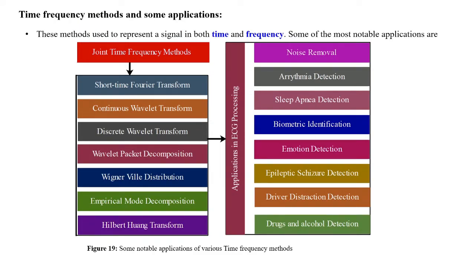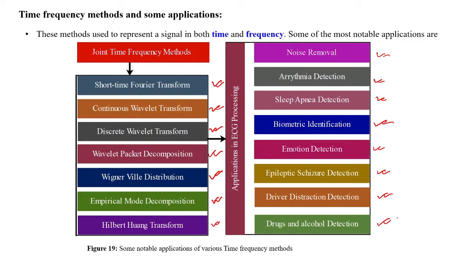Now coming to the time frequency methods and some applications. What are these basically? When we talk about joint time frequency methods, there are several: short time Fourier transform, continuous wavelet transform, discrete wavelet transform, wavelet packet decomposition, Wigner-Ville decomposition, empirical mode decomposition, Hilbert-Huang transform. These joint time frequency methods have been used for noise removal, arrhythmia detection, sleep apnea detection, biometric identification, emotion detection, epileptic seizure detection, driver distraction detection, and drugs and alcohol detection.